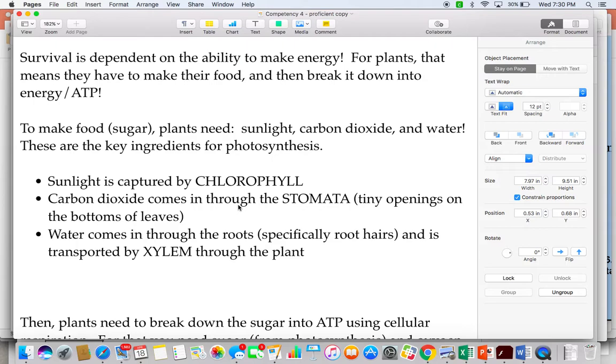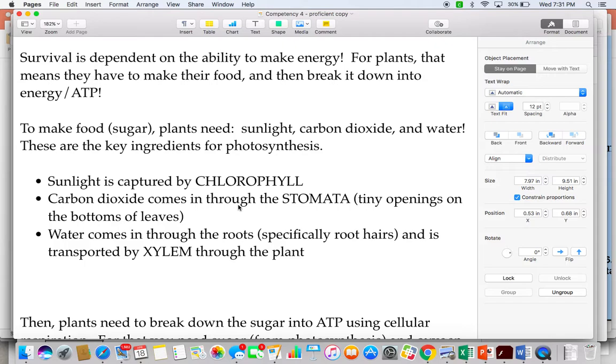And so, if you think about it, energy production is dependent on food. So plants, since they don't have mouths and whatnot, but I know Venus flytraps have a mouth, but we're talking about just regular plants because even Venus flytraps are going to do photosynthesis.